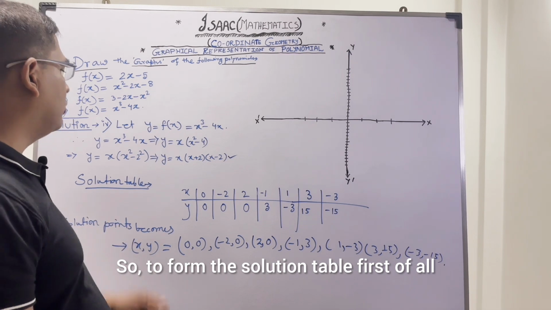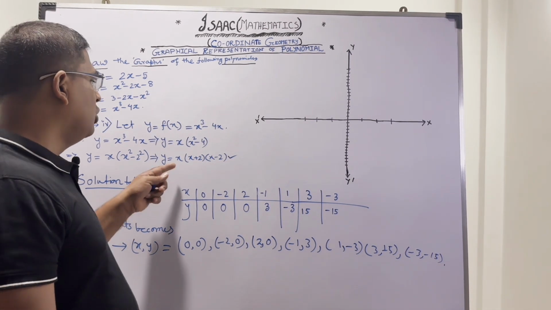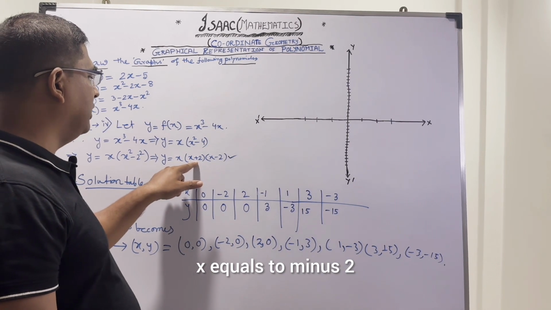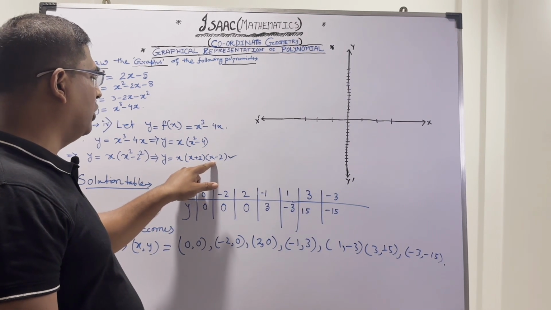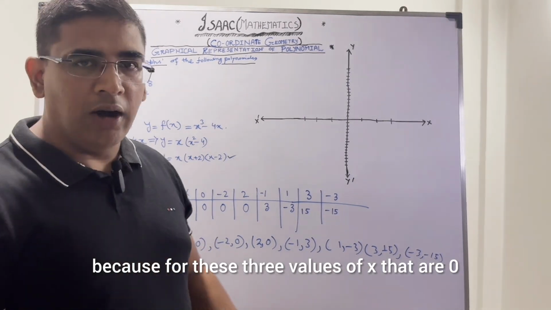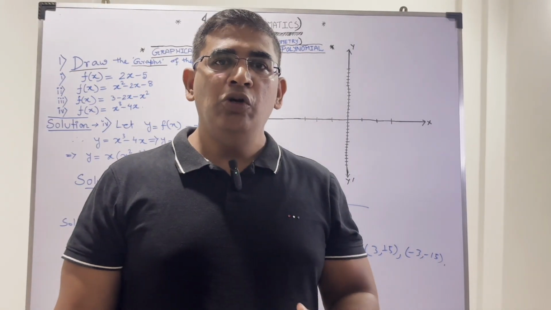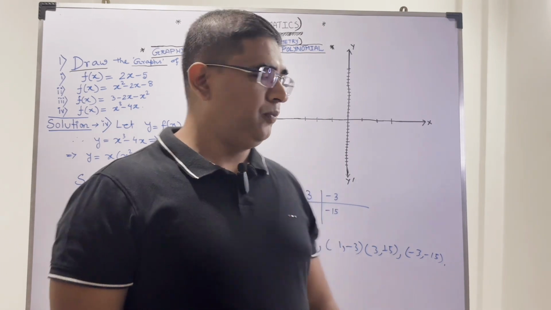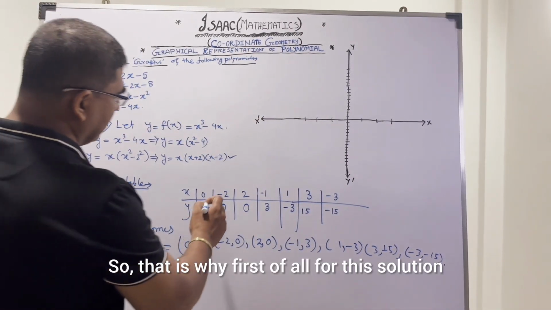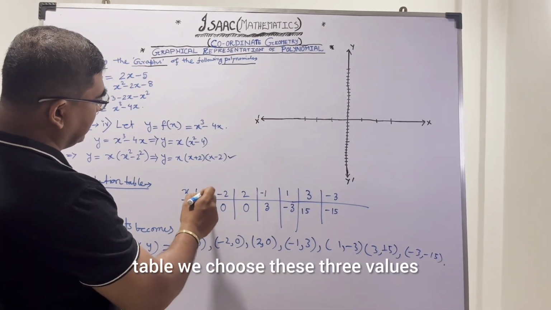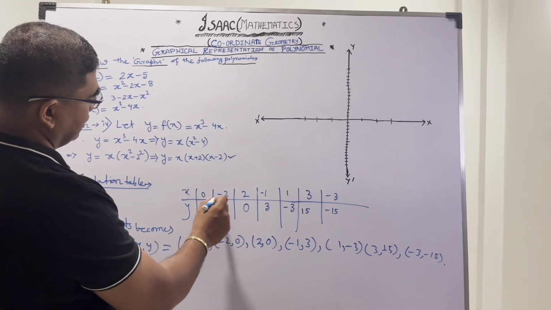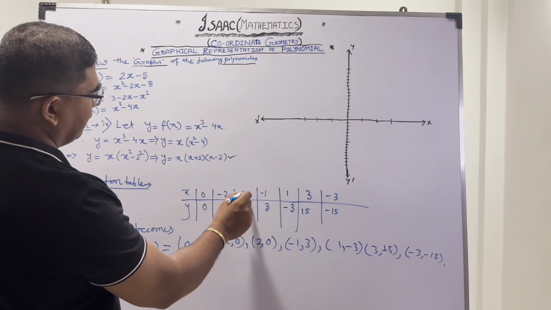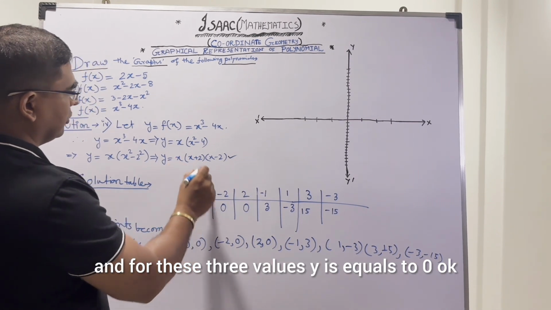To form the solution table, first of all, we have to put x equals 0, x equals minus 2 and x equals 2, because for these three values of x, that are 0, minus 2 and 2, we have y is 0. So that is why first of all for this solution table we choose these three values, and for these three values y equals 0.